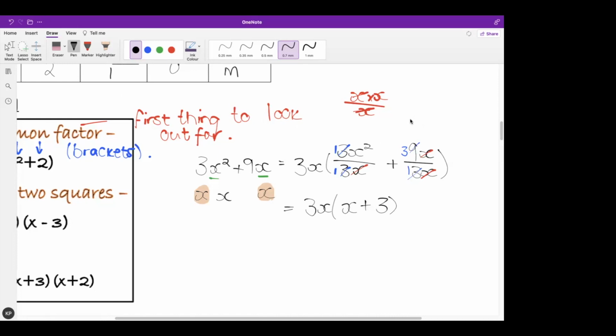You take out your common factor, or the factor that you've determined is common between both of them, and then you divide them to see what's left over. All right, wonderful.